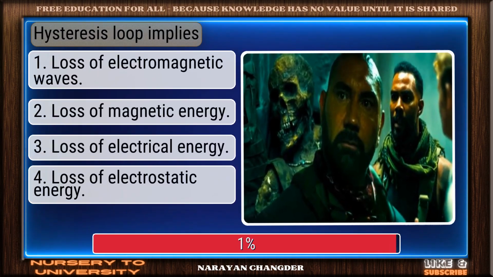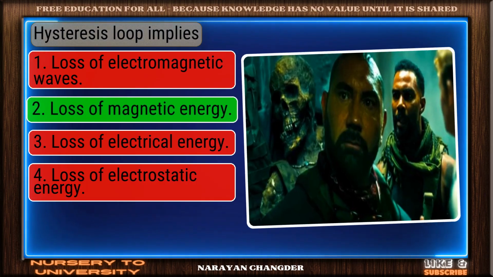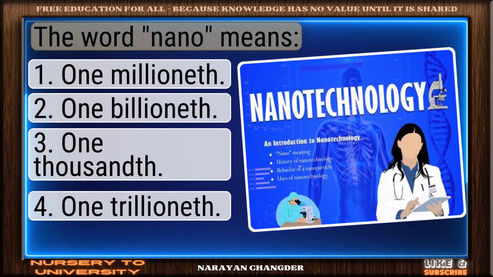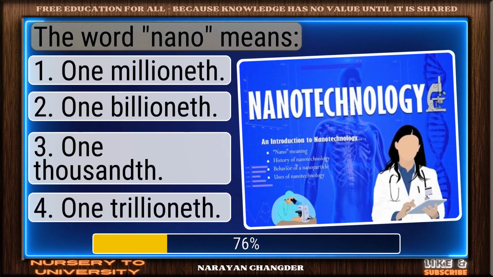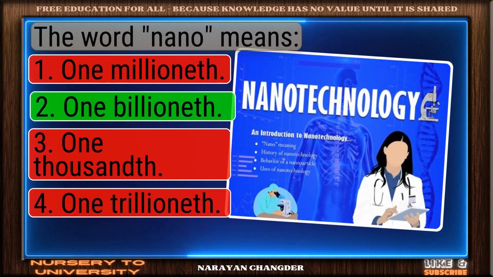Hysteresis loop implies. Good job. Your answer, loss of magnetic energy, works well here. The word nano means. You got it. Your choice, 1 billionth, is right.